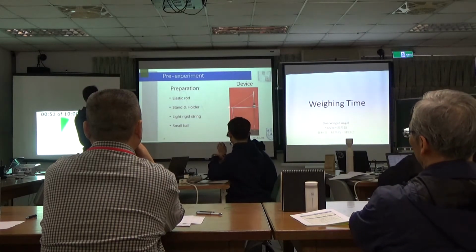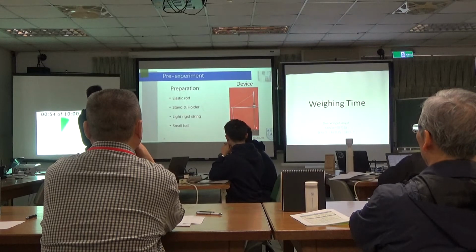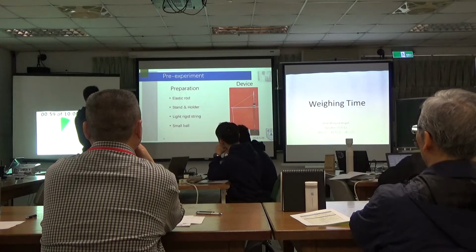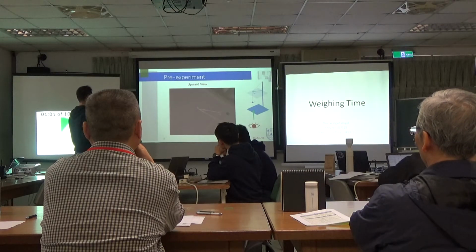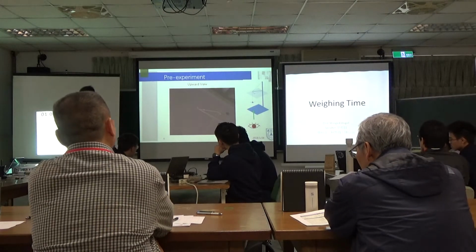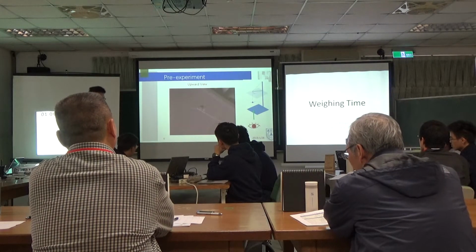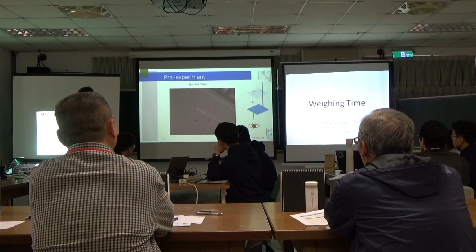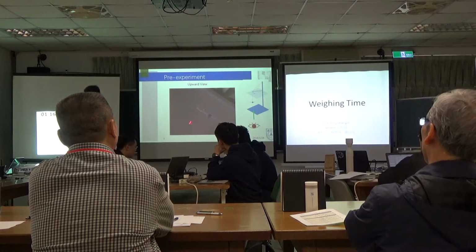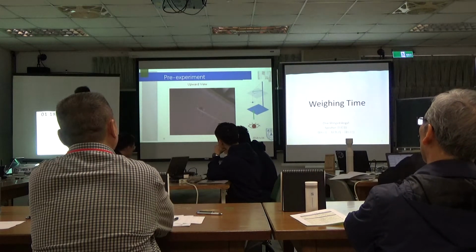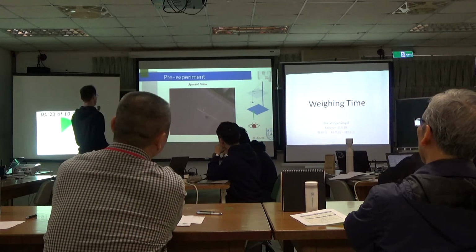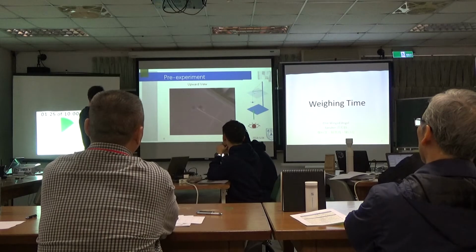I prepared an elastic rod, a stand and a holder, a light rigid spring, and a small ball. Then we can see the device below it. Then we get upward view. Let's see the video. We can see that at first is a radial oscillation, and then it converts into the azimuthal oscillation. Then it converts back into radial oscillation, and the pendulum returns.